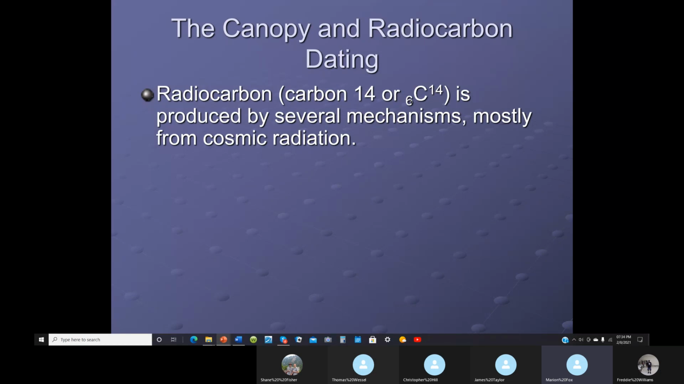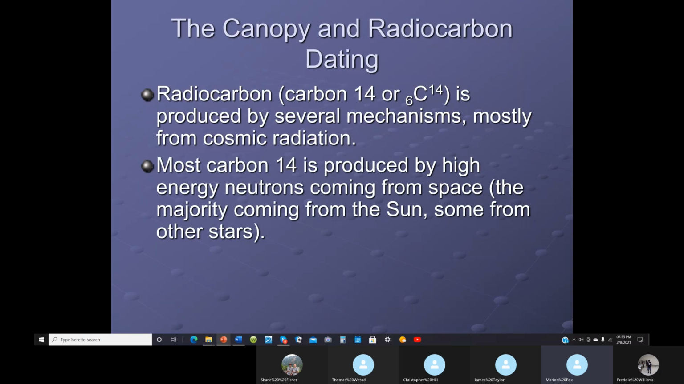We're going to talk about it just a bit. It's called carbon-14 or radiocarbon. It's radioactive. It decays. And it's produced by several different mechanisms, mostly by cosmic radiation. We'll talk about how it's produced here in just a few minutes. Questions so far?